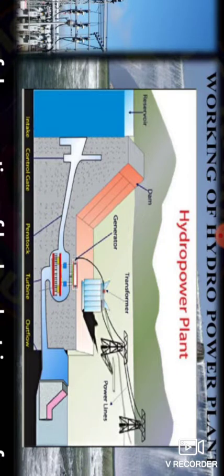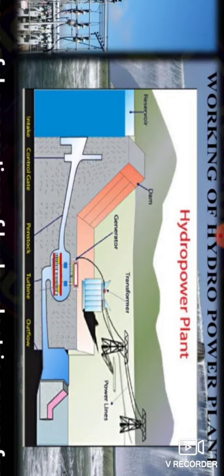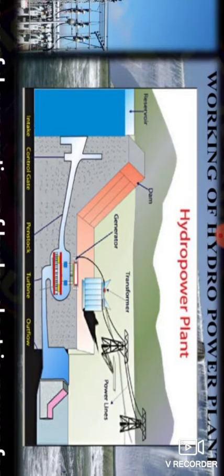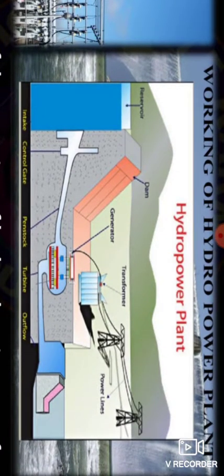So the credit for the successful generation of hydroelectric power for the first time in India goes to Karnataka. The first time this type of project was planned.